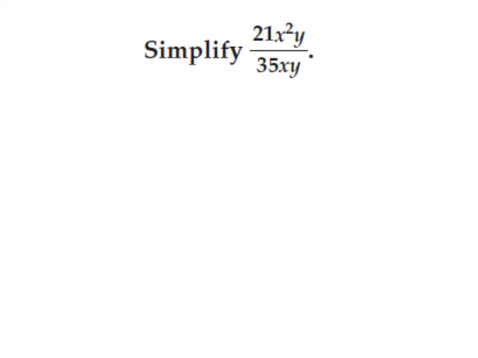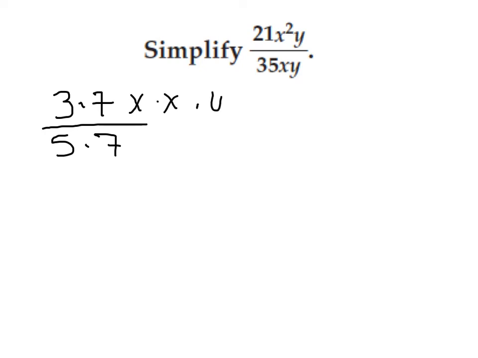All right, we have an algebraic fraction. And what we want to do is simplify it. My suggestion is that you break it down into pieces, which always works. So I have 21 over 35 as the first part. And the prime factorization of 21 is 3 times 7. And the prime factorization of 35 is 5 times 7. Then we're going to factorize the x, and that's x times x. And there's only one y. Next up, there's only one x, and there's only one y.